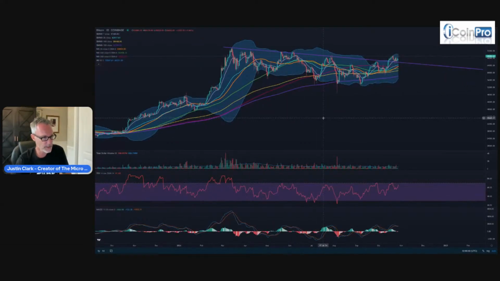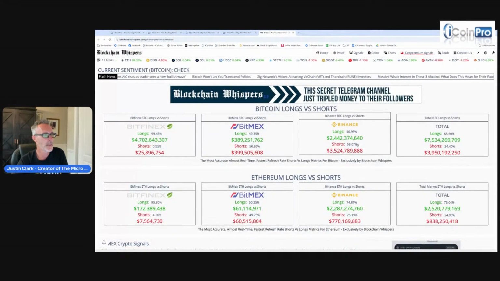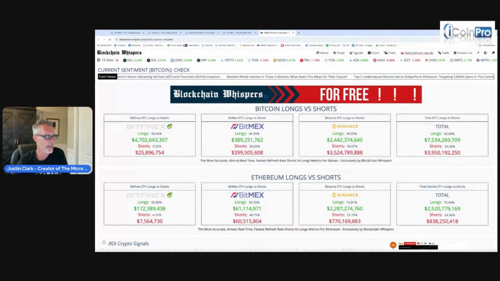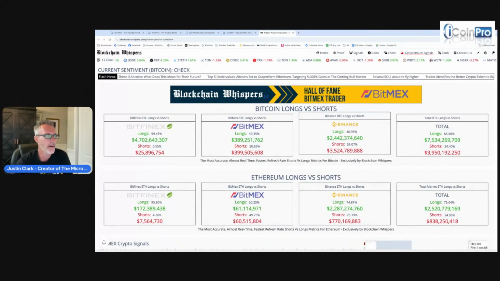Now, here's another interesting thing we're just going to talk about this morning. So we watch what are called longs and shorts on Binance. Only Binance. We ignore these other exchanges. We use Blockchain Whispers, but this is data they just pull straight from Binance, okay?